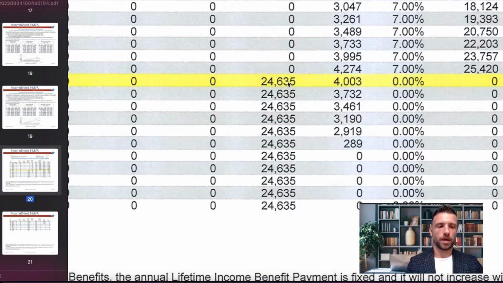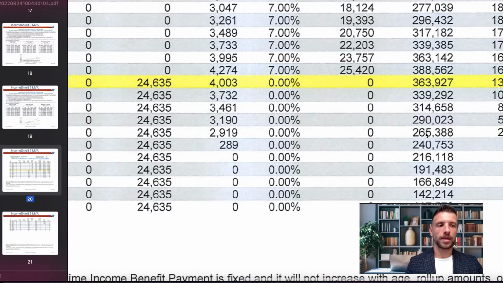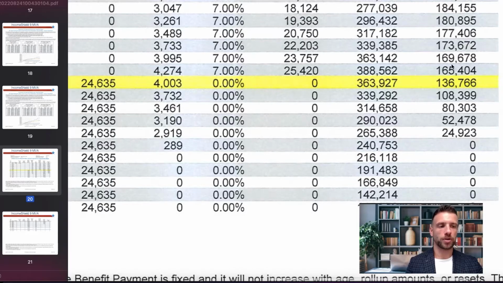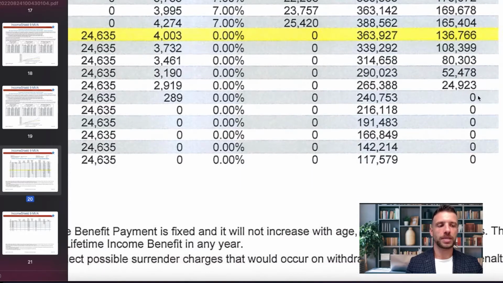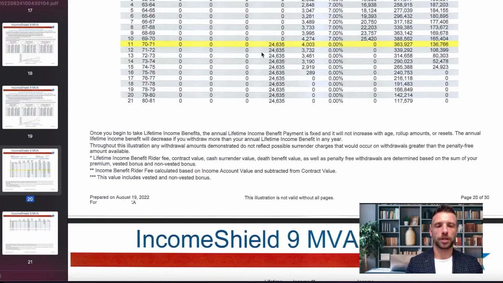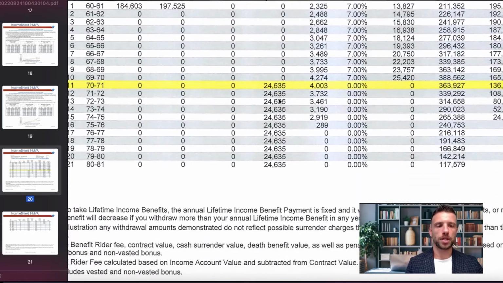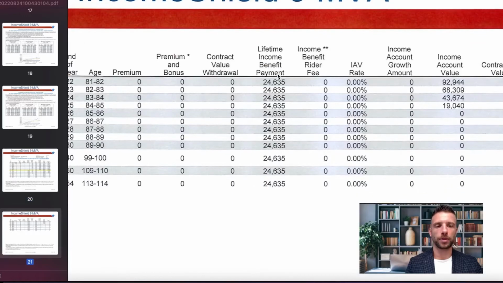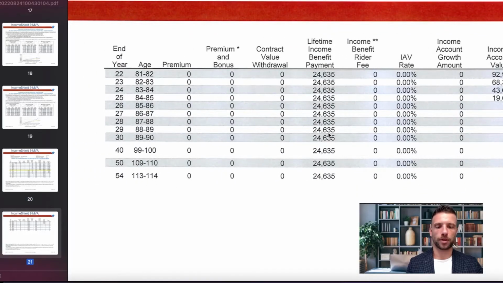And that income will come to us even if the account balance, we can see the contract value, even if our contract value ends up being zero. And in this case, down here several years later, it ends up being zero. But regardless, the insurance company will continue making that lifetime income provided we're living. So we can see that happening all the way down until this client's 114 years old. So by making a contribution to this annuity of about $185,000 or so, we receive a premium bonus. We're brought up to almost $200,000. And the client is able to generate a lifetime income stream after 10 years of about $25,000.